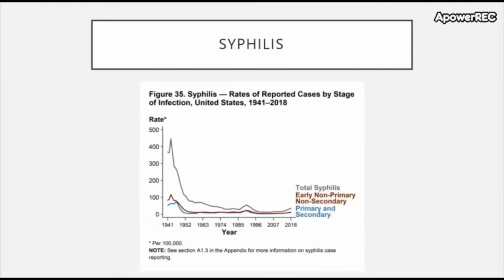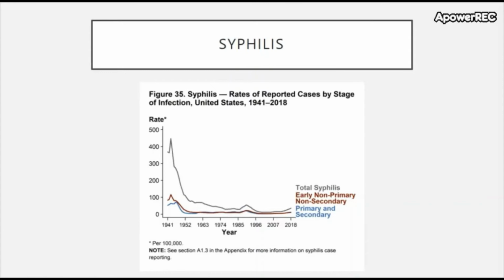And here's a graph of the rates of syphilis infection that's been reported by stage. So there is a total syphilis, and then we have our two different stages: early non-primary, non-secondary, and primary and secondary. It's not so important for you to distinguish between the different stages, but this graph is important because it shows that we once had a very large peak, roughly about 0.4% of the population carried syphilis.